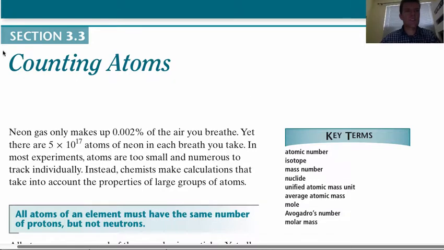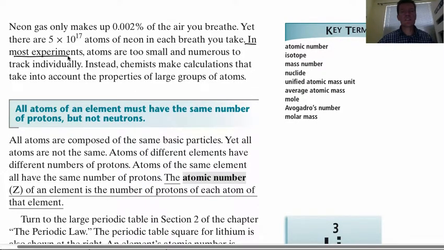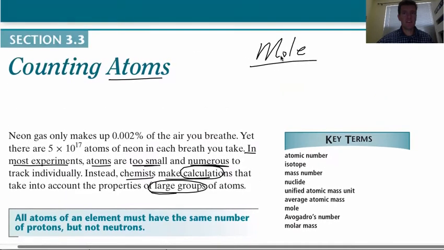All right, the last section in chapter 3, we're going to be talking about atoms again, but we're going to be talking about a quantity that is used in order to talk about how we count atoms. Atoms are so tiny, we don't usually say 1 atom or 2 atoms or 3 atoms. So we talk about large quantities of atoms, and we package them together in a quantity that is called a mole. In most experiments, or most cases where we're talking about atoms of a particular substance, atoms are so small and so numerous that we don't talk about single atoms. So we usually make calculations that take into account the properties of large groups of atoms. That large group is just a quantity, and it's called a mole.